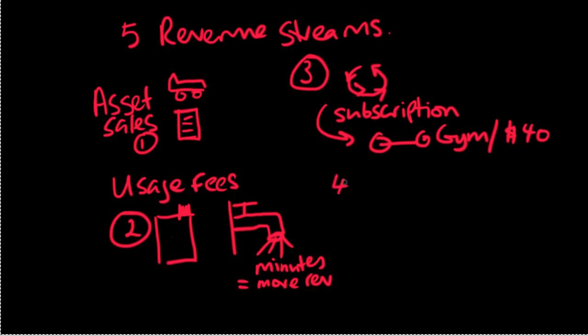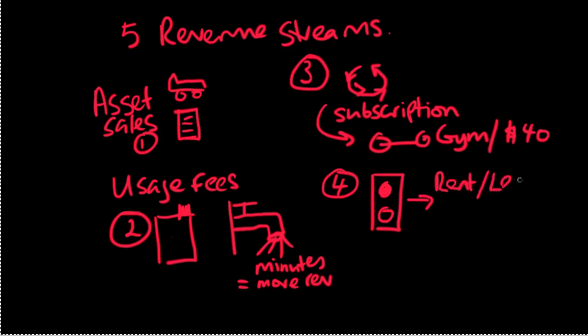The fourth type of revenue stream is kind of more of a stop-go. You've got red light, green light, and it enables us as a customer to rent or lease a product or service. So it basically grants me a temporary right to use something. So Netflix is an example of that. I sign up for Netflix. I pay.